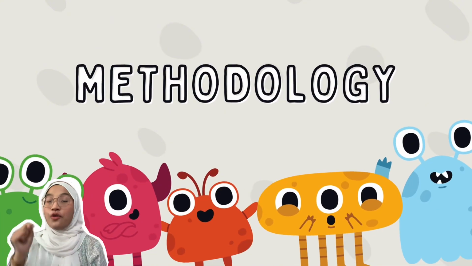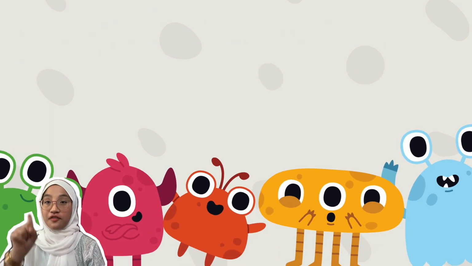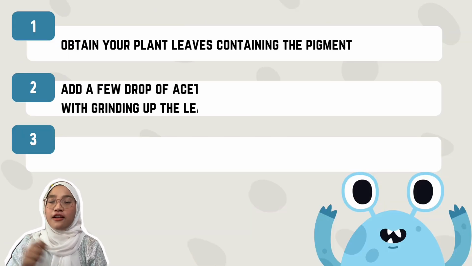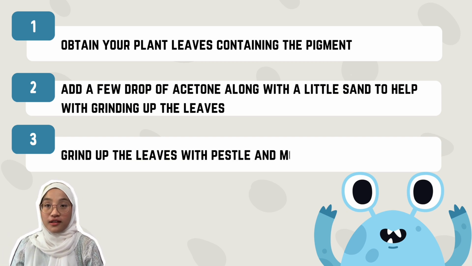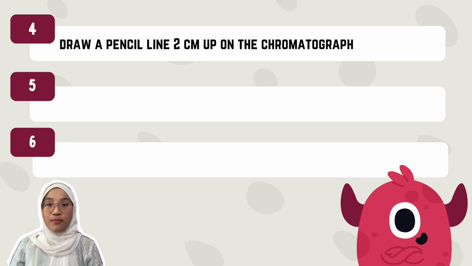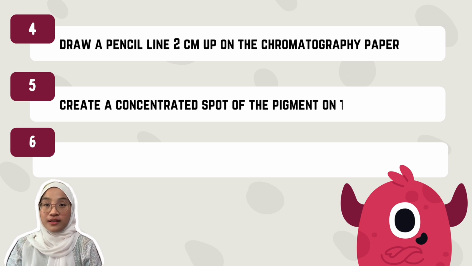Hi, so right now I will explain the methodology of how we did the experiment. So first, obtain your plant leaf containing the pigment, and then add a few drops of acetone along with a little sand to help with grinding up the leaf. Thirdly, grind up the leaf with a pestle and mortar. Fourth, draw a pencil line 2 cm up on the chromatography paper. And then create a concentrated spot of the pigment on the line.